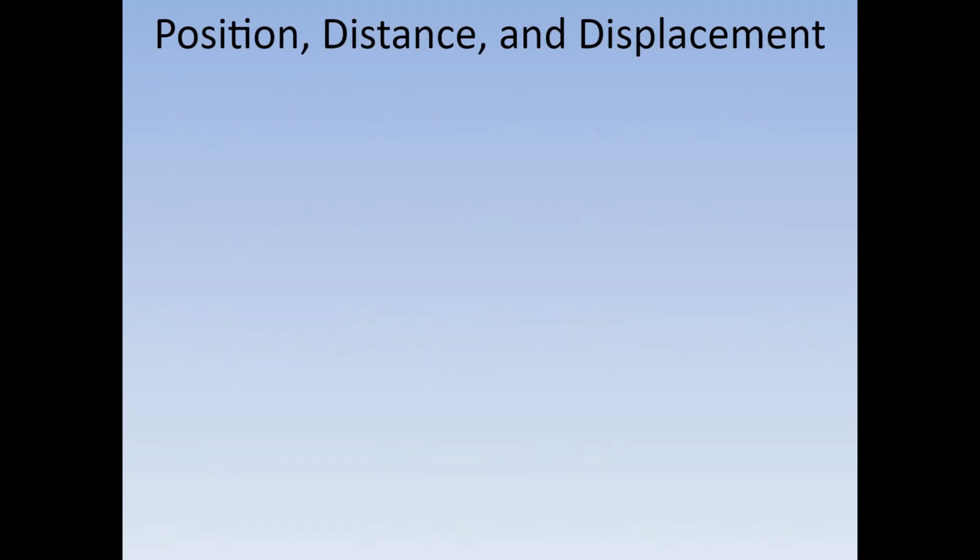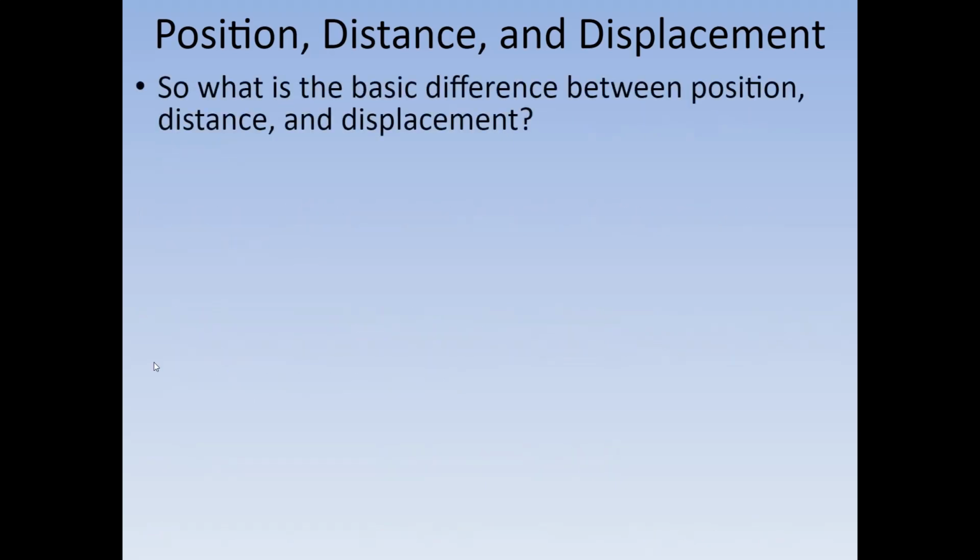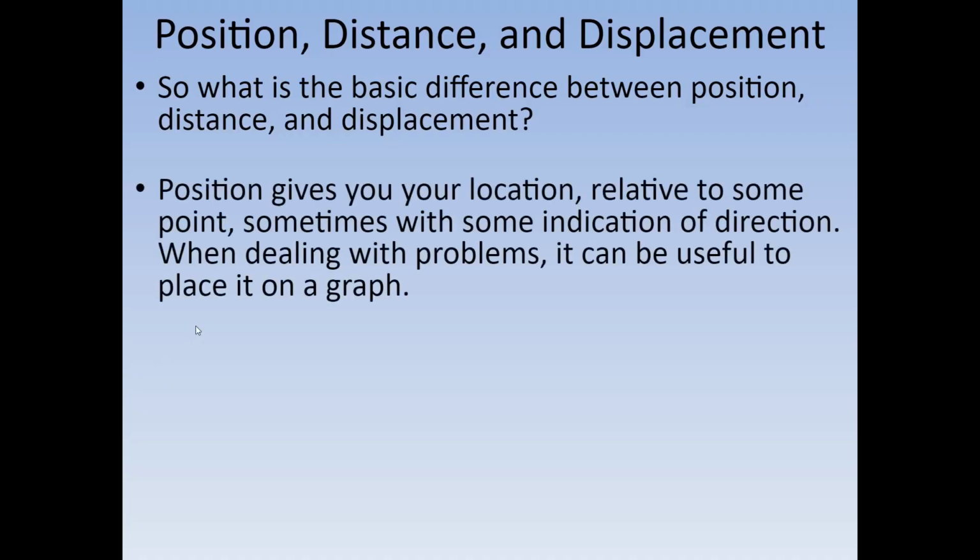Same thing with distance. All right, so what's one of the differences between position, distance, and displacement? Now, position is, like I said, just your location relative to some reference point. This can sometimes include a direction, whether you're ahead or behind it, to the left or to the right of this reference point. And like I said, a lot of times you can just graph it, put it onto a graph and visually see it that way.